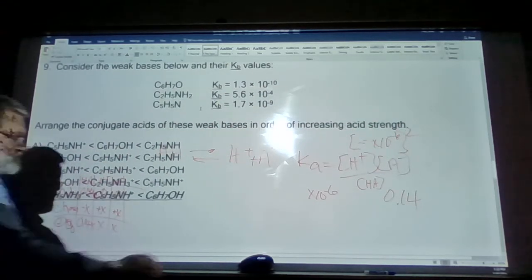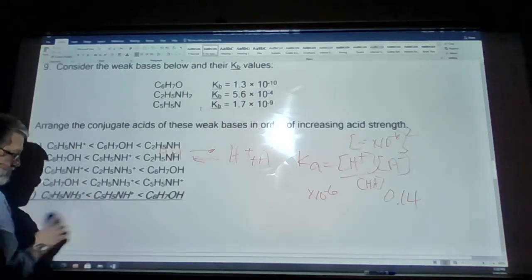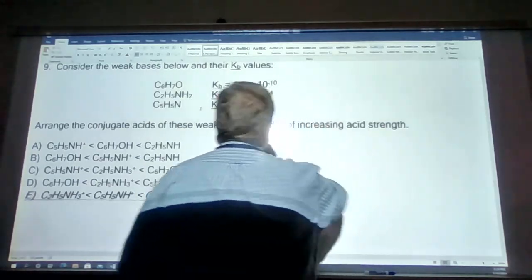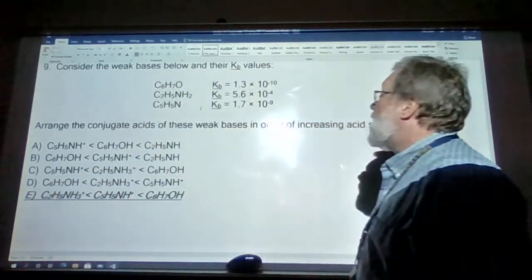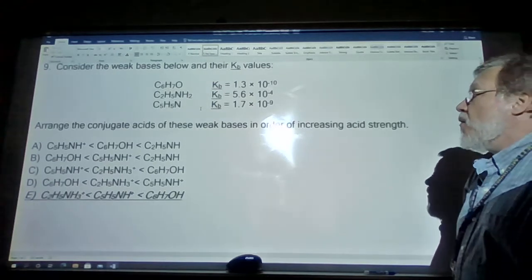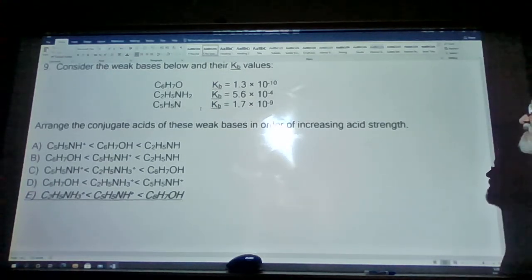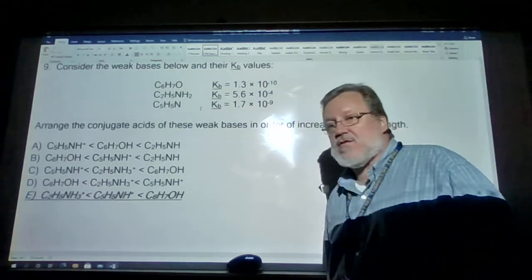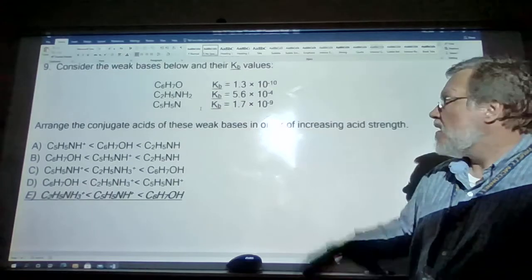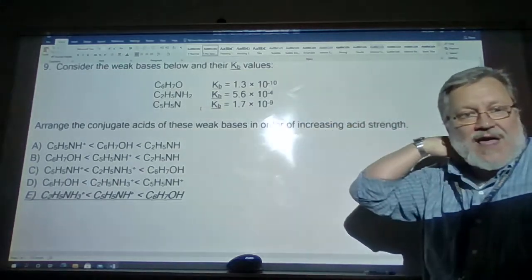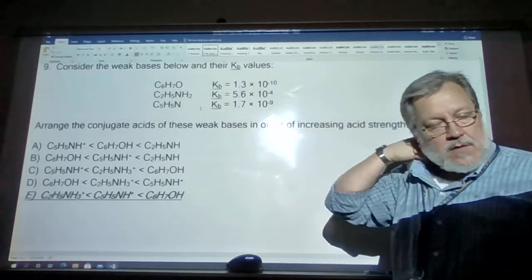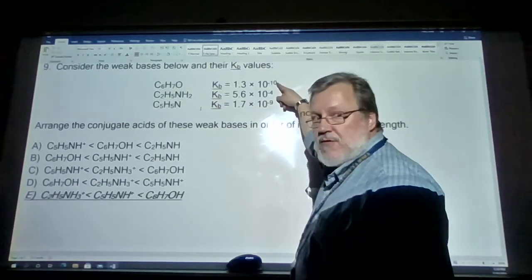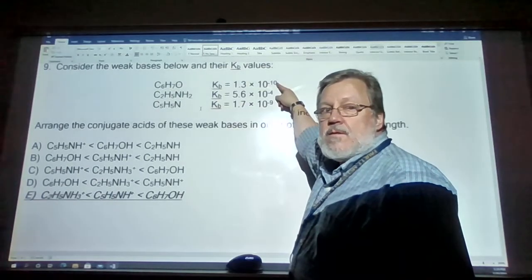Number 9. Consider the following weak bases and their Kb values. Arrange the conjugate acids of these weak bases in order of increasing acid strength. So as Kb gets numerically larger, i.e. smaller exponents, the conjugate acids become weaker acids. The bigger the number they have as the exponent, the stronger the acid.